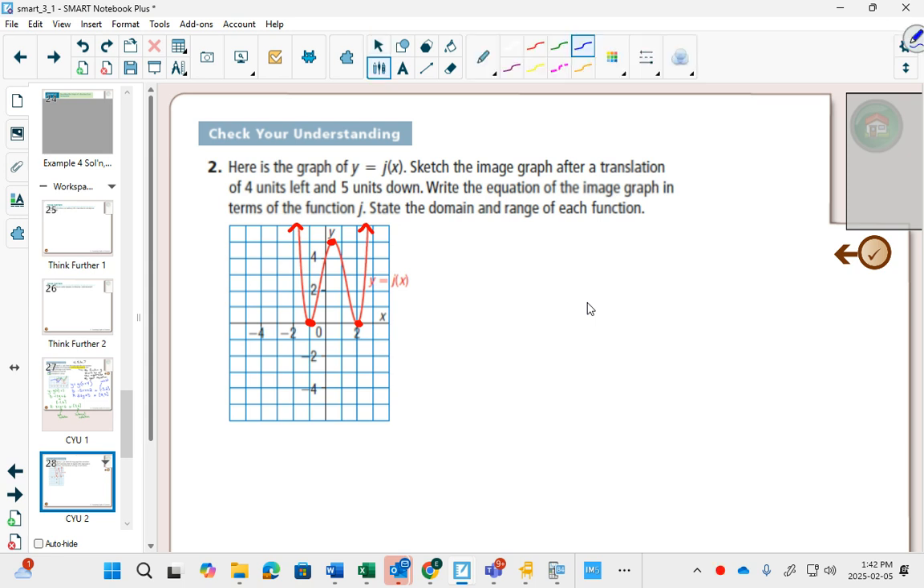And if I take those points and I move 4 to the left, 1, 2, 3, 4, and 5 down, that point is going to end there. I'm going to do that same thing with this one, 4 to the left, 5 down. That'll be there. 4 to the left, 5 down.